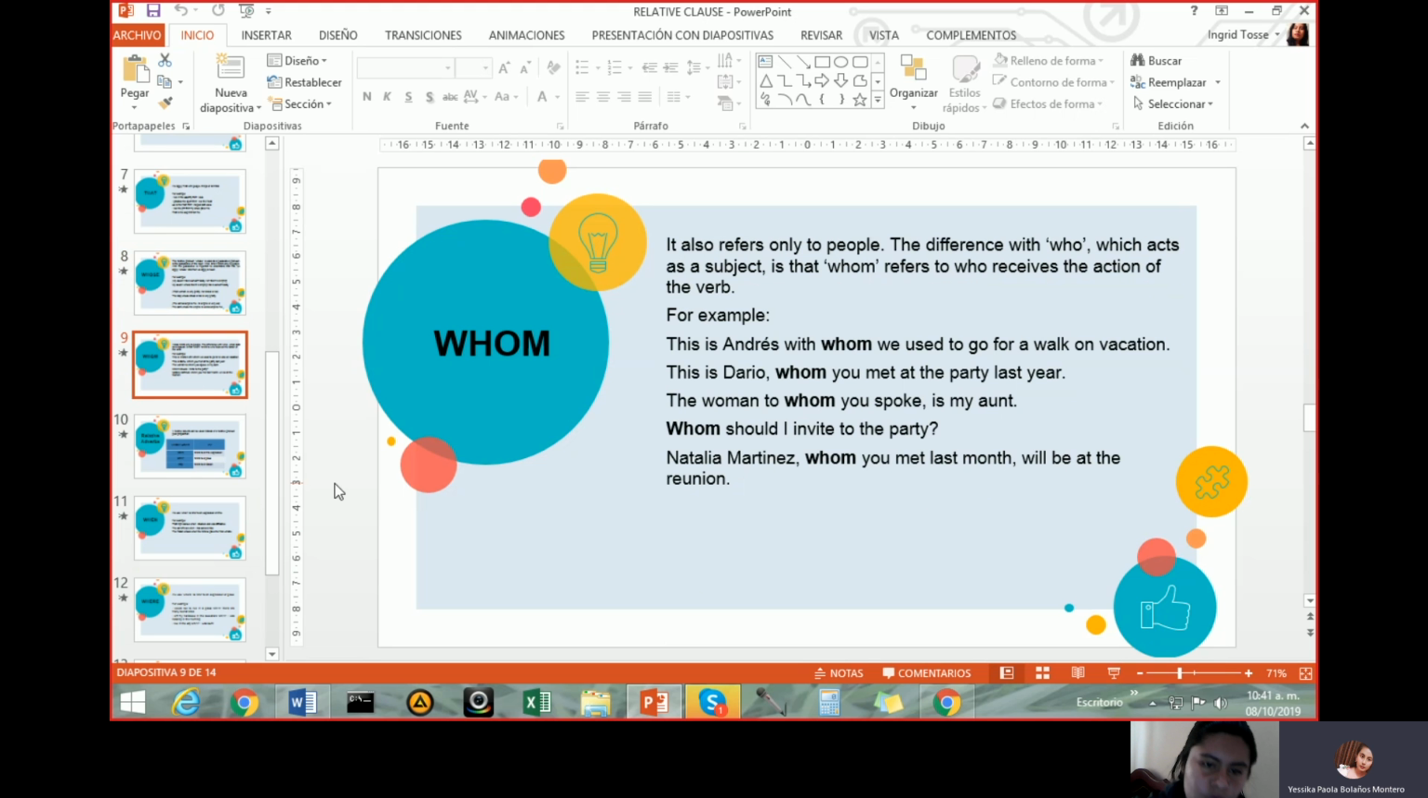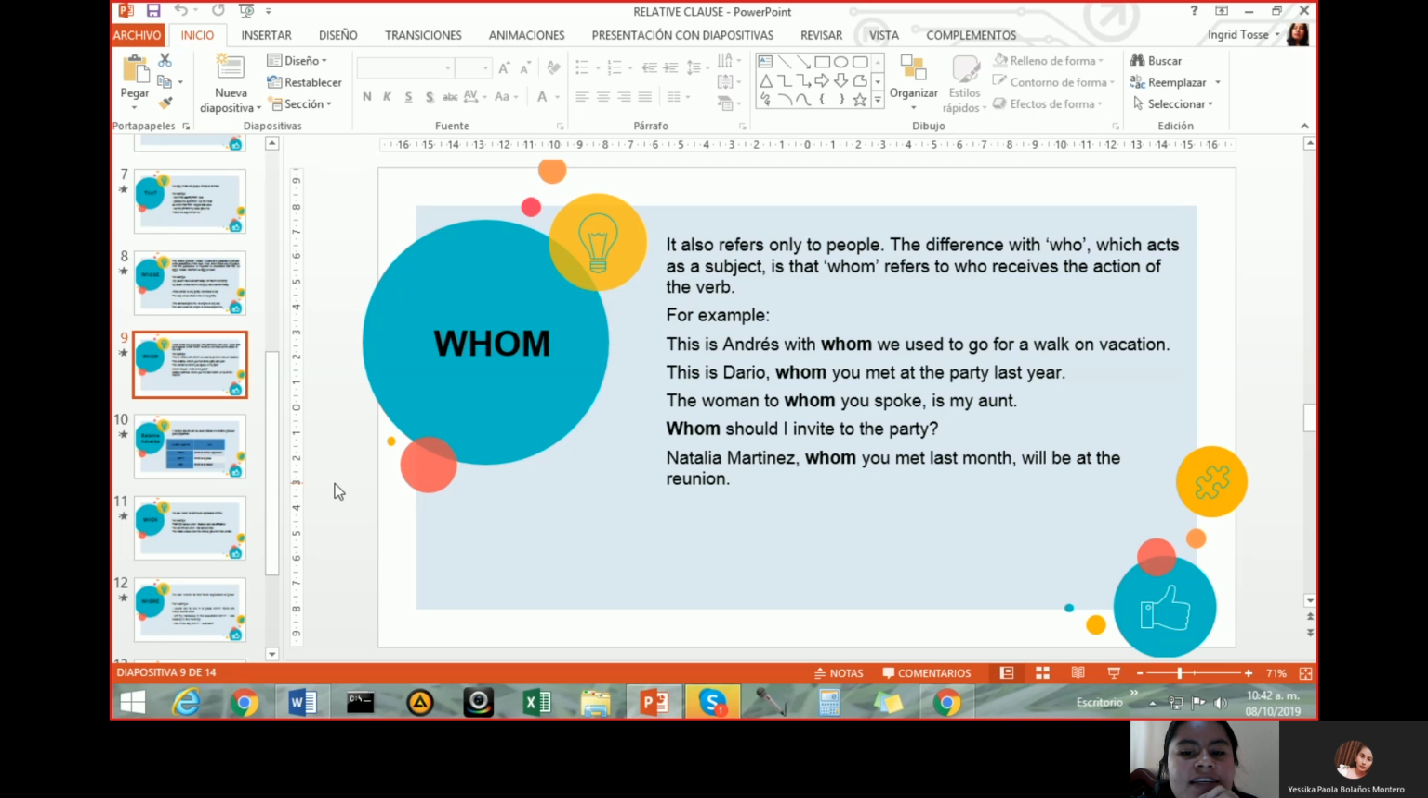Now with whom. With whom, we apply this differently from who, okay? We can apply who or whom. It also refers only to people. The difference with who, which acts as a subject, is that whom refers to who receives the action of the verb. For example, this is Andres with whom we used to go for a walk on vacation.